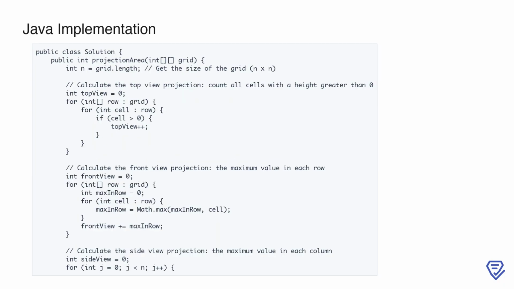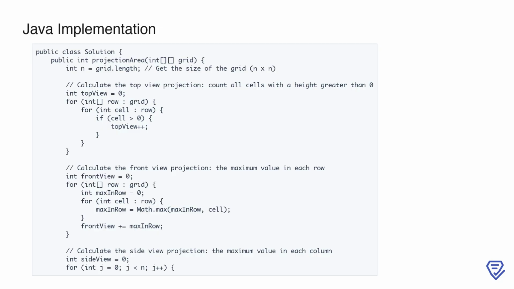Here, we start by defining the function projection area, which takes a 2D grid as input. The first step is to calculate the top view projection. This is done by iterating through every cell in the grid and counting all cells where the height is greater than 0. Essentially, this gives us the number of visible cells when looking down from above.